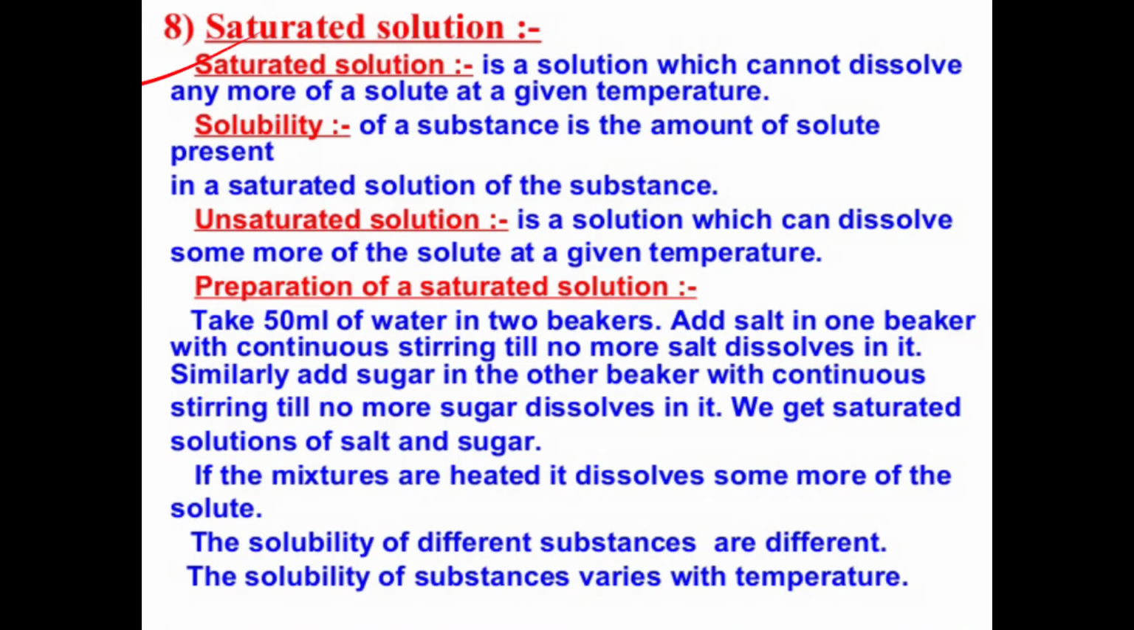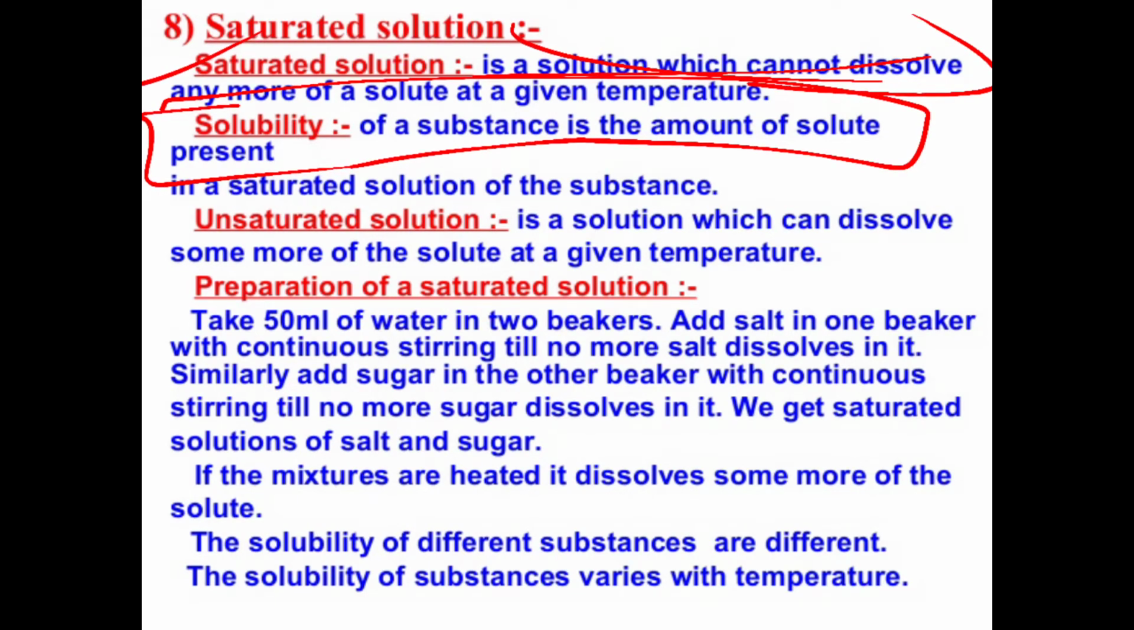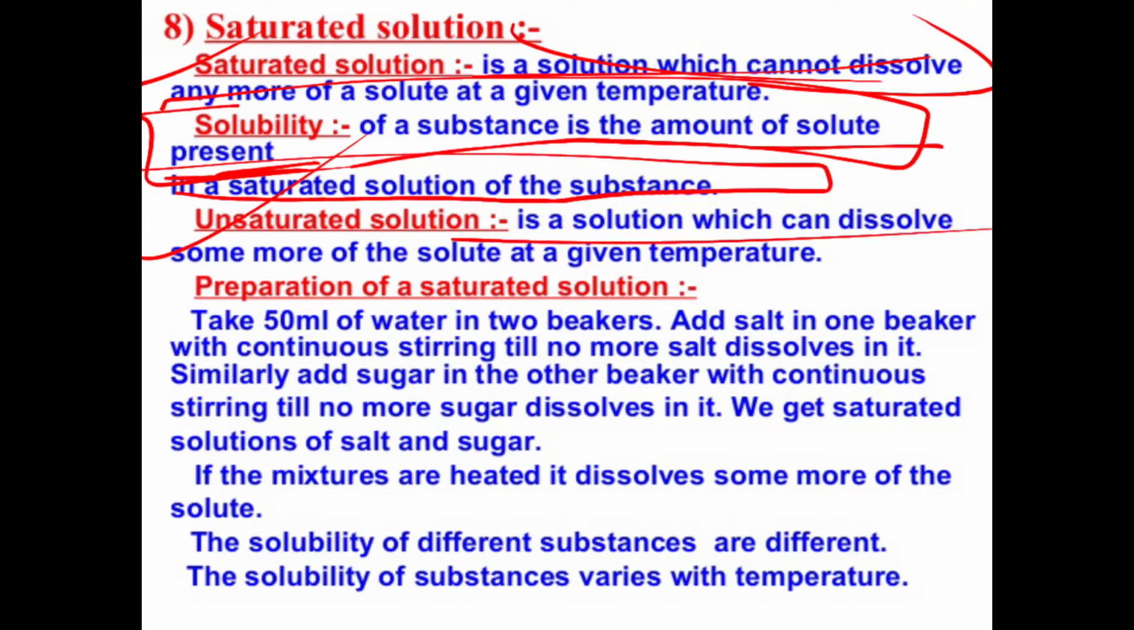Now saturated solution. What is a saturated solution? It is a solution in which no more solute can be dissolved at a particular temperature, at a given temperature. What is solubility? Solubility of a substance is the amount of solute which is present in the saturated solution. What is unsaturated? An unsaturated solution is a solution in which we can add more solute, right? There is one more term, that is supersaturated.